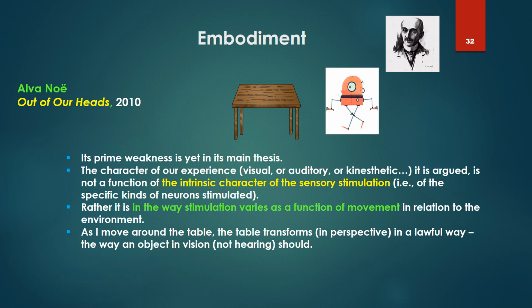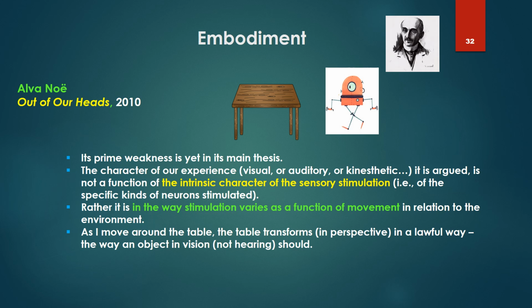But his prime weakness is that in this main thesis, the character of our experience, visual or auditory or kinesthetic, he argues, is not a function of some intrinsic character of the sensory stimulation. That is, of the specific kinds of neurons stimulated. That is, visual neurons or auditory neurons or kinesthetic neurons. Rather, it is the way in which the stimulation varies as a function of movement in relation to the environment.